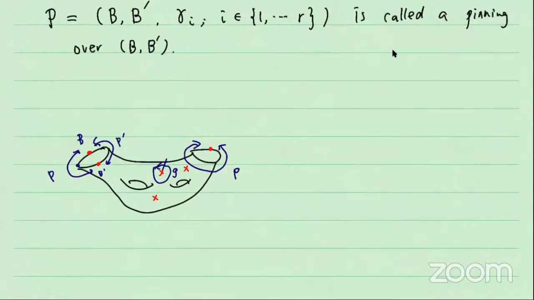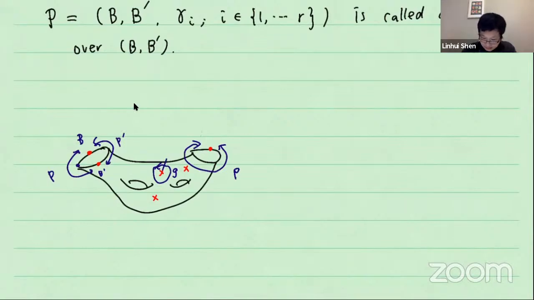Excuse me, I have a question. Is this pinning the same as a trivialization of the principal bundle on the arc, compatible? Yes, that I'm going to see soon. So this P space is framed G local systems plus a pinning for every boundary arc.